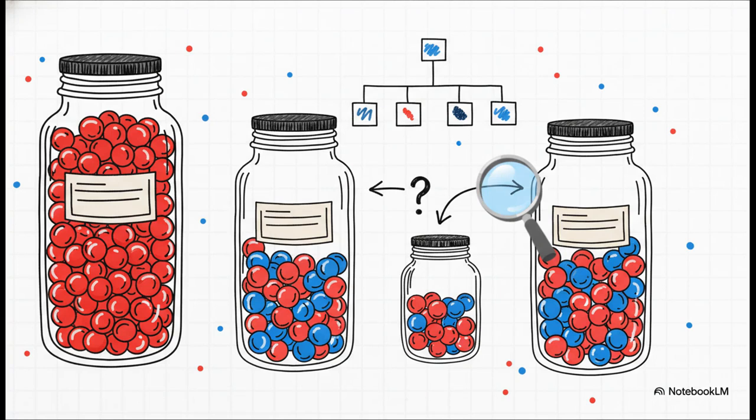First up, entropy. Now it sounds a little intimidating, but it's really just a measure of chaos, or how mixed up your data is. Imagine you have two jars of marbles. One jar is filled with only red marbles. That's a super pure set. It has zero entropy, because there's zero uncertainty about what you'll pick. Now imagine the other jar is a perfect 50-50 mix of red and blue marbles. That is maximum entropy, total chaos. The whole goal of a decision tree is to ask questions that bring that chaos, that entropy, down.